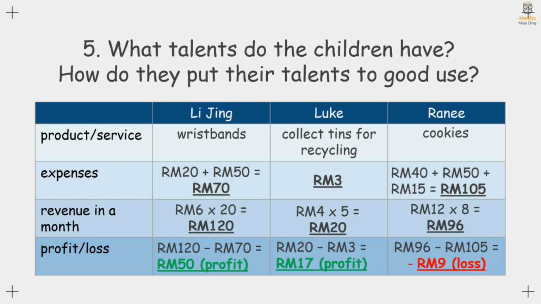5. What talents do the children have? How do they put their talents to good use? You can say that Li Jing has talent in making wristbands, Luke can collect tins for recycling, and Rani is good at baking cookies. They use their talents to help them to earn money.